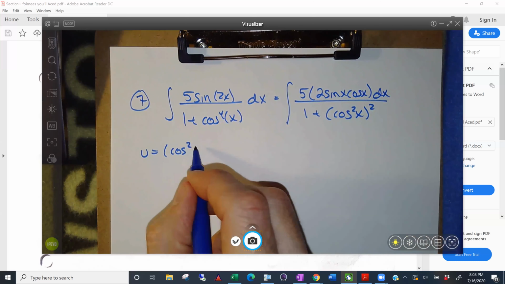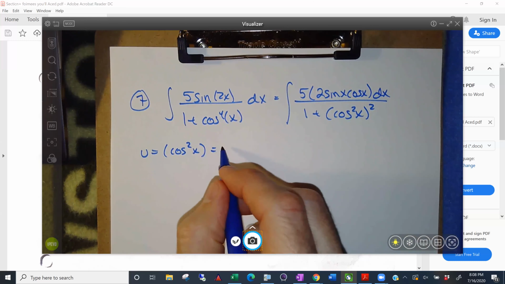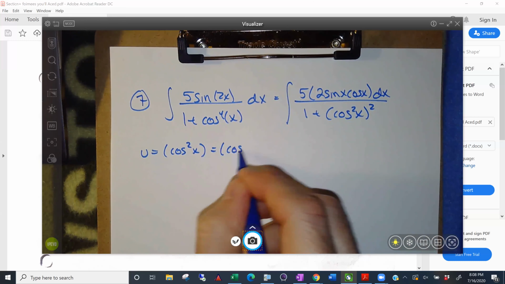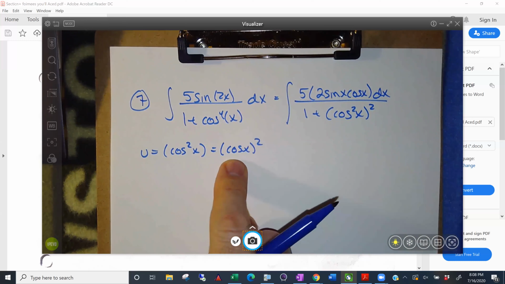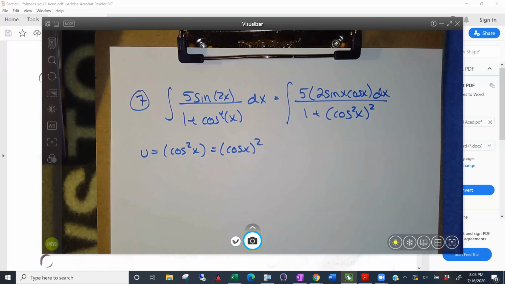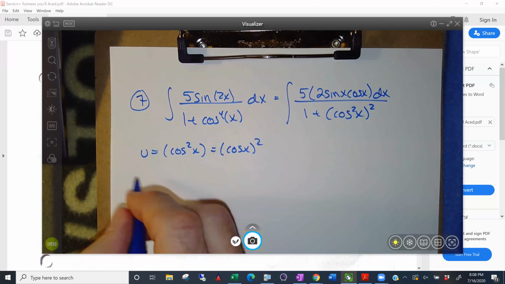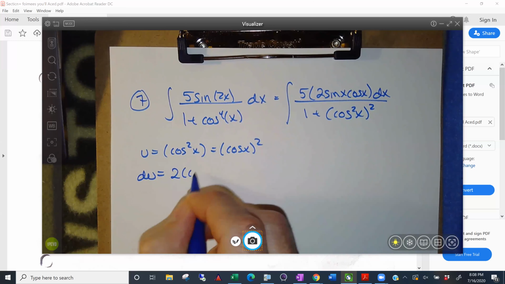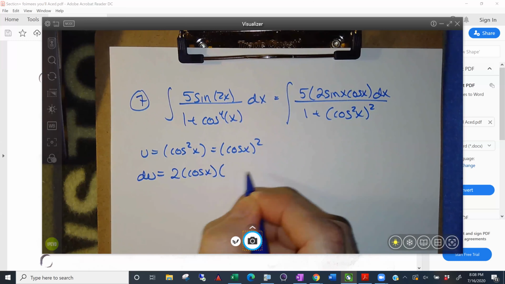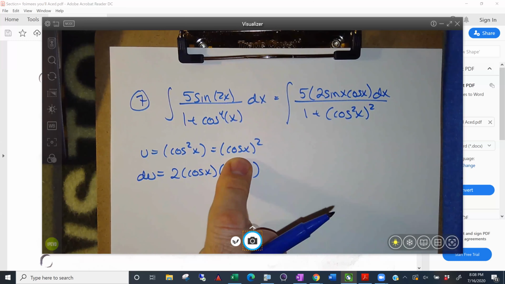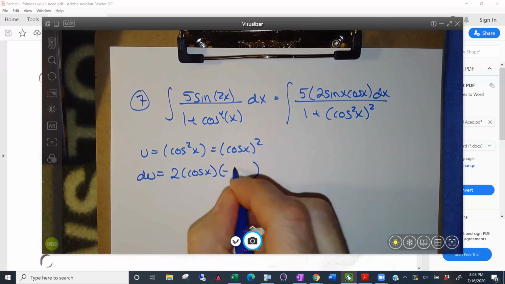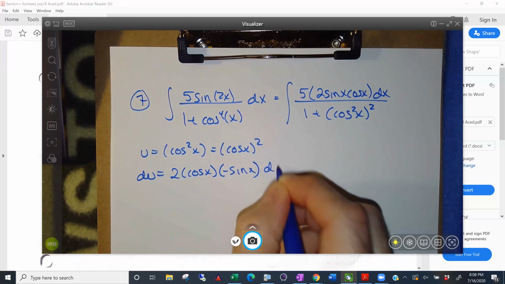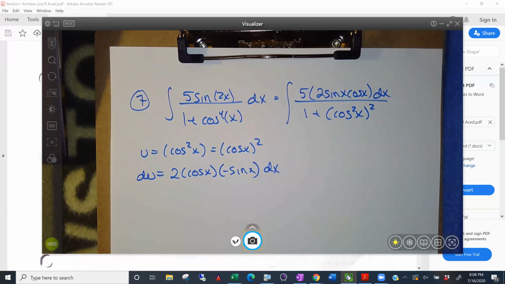Most people write it like this to start with, but let me write it like this, cosine of x squared. I do this for my Calc 1 students especially because when you differentiate this, you've got to use the chain rule, which means the derivative of the outside. So du, the derivative of the outside, is going to be 2 times cosine of x times the derivative of the inside. And the derivative of the inside gives me a minus sine of x. And I've got my dx term here. That minus can come out in front.